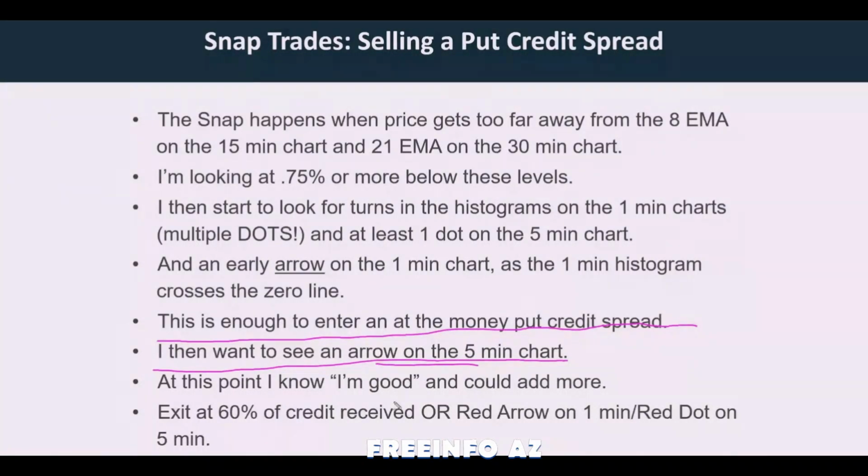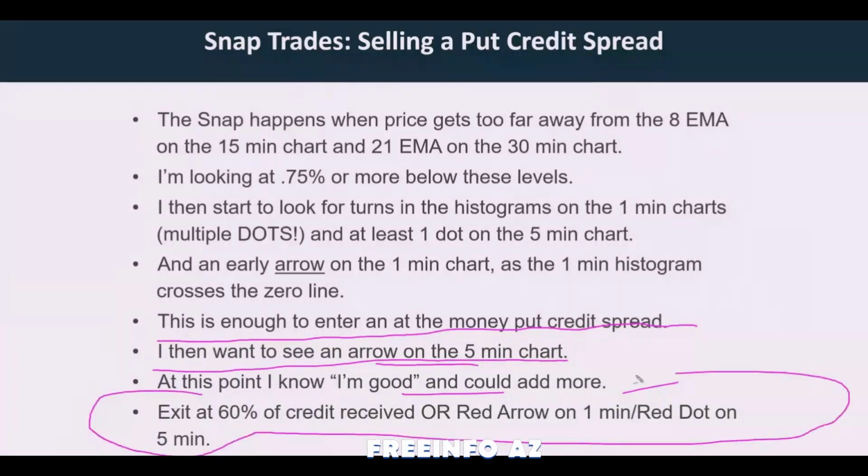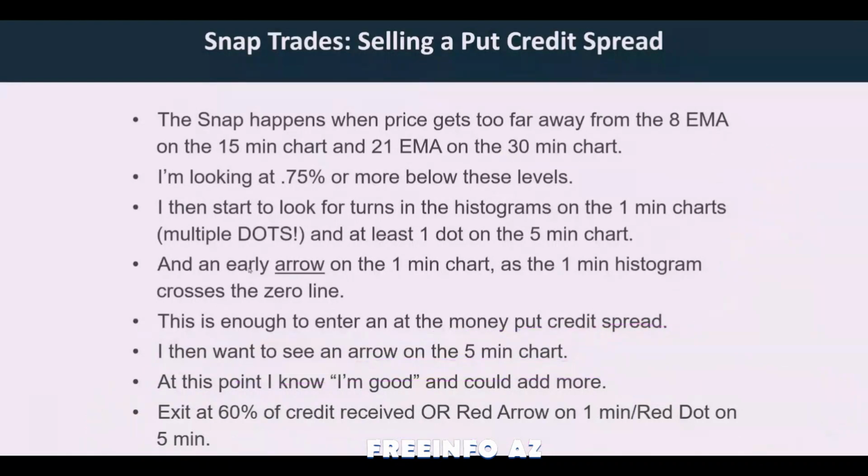So at that point, I know I'm good. I could scale in if I wanted to add more. And that's where I place my order to exit at 60% of the credit received. Either that's hit, or if it's not hit and I get a red arrow and we start to roll back over, then I can just exit as well. So that's kind of the basis of it.